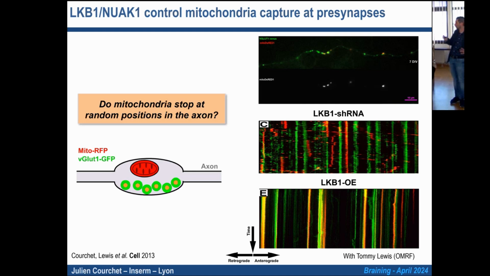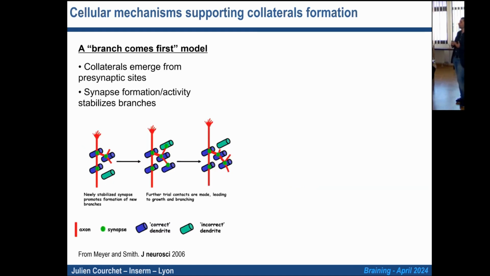So when you have a vertical line here in green, that means that the spot is fixed in the axon. This spot will give a vertical line because in every single frame you would see the same signal at the same position. Whereas those mitochondria that are moving, like this one, in every single frame would be going a bit further, so you would have those diagonal lines. And the idea was that if you inhibit LKB1 or NUAK1, the mitochondria and the presynapse do not overlap. Whereas if you overexpress them, not only are the mitochondria not moving, but they are also stopping specifically at presynapses.